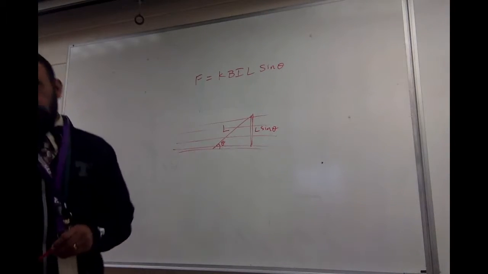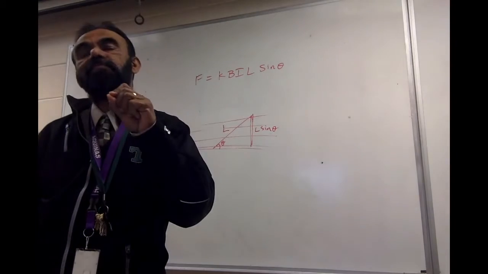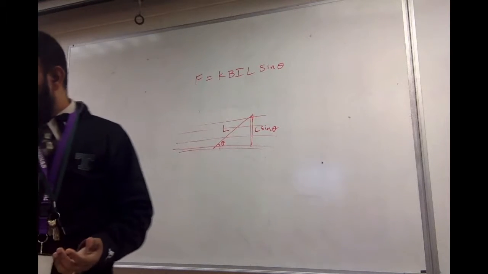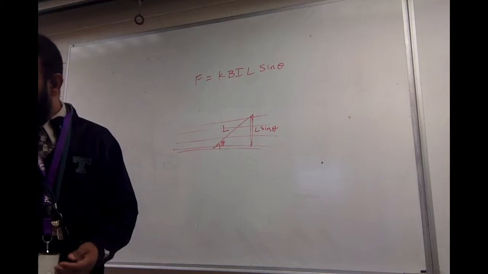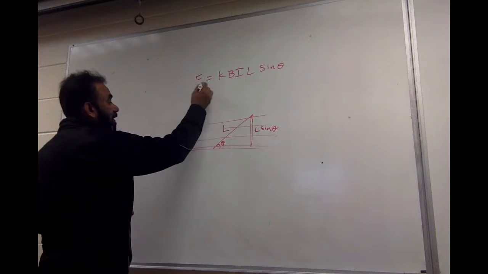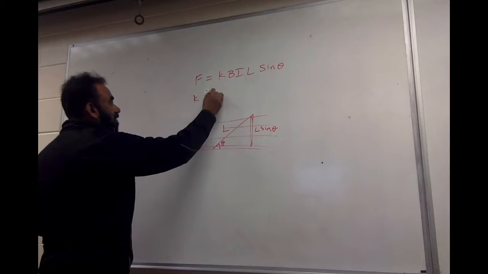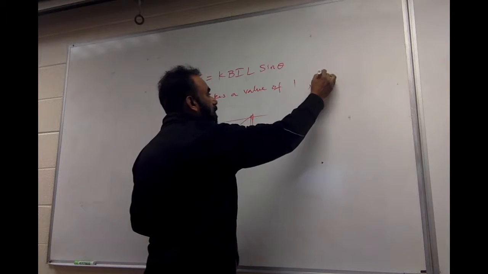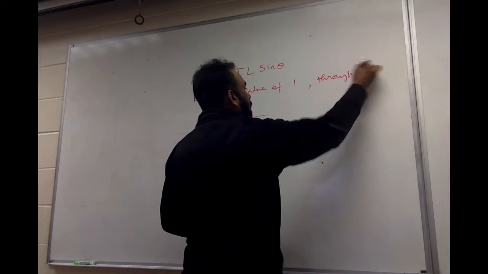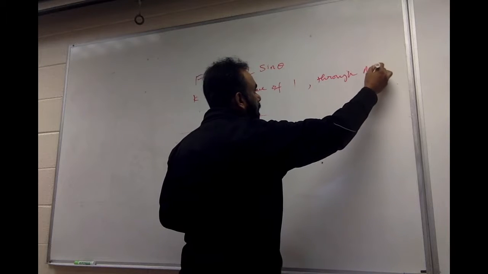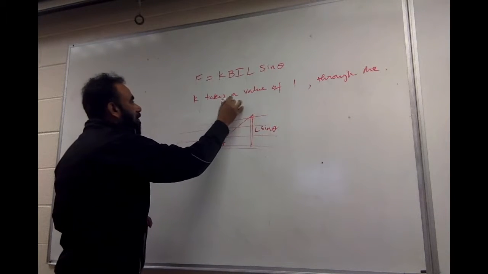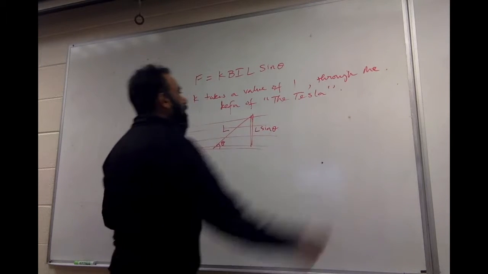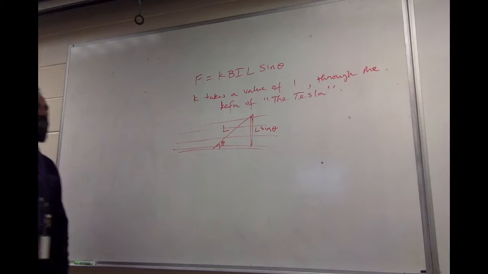K is equal to 1. We will also see what K is and how K is 1 in the next chapters, because we will still be talking about K. But here, K takes a value of 1. You can write it down. K takes a value of 1 through the definition of the Tesla.